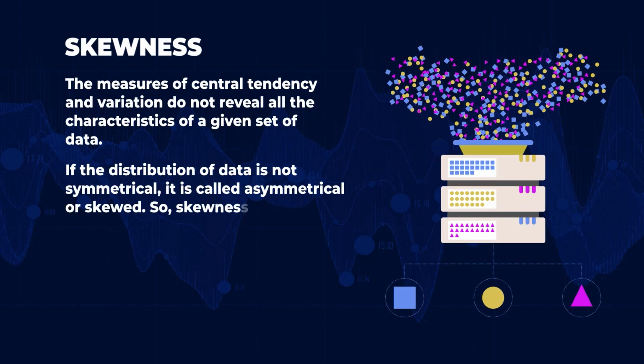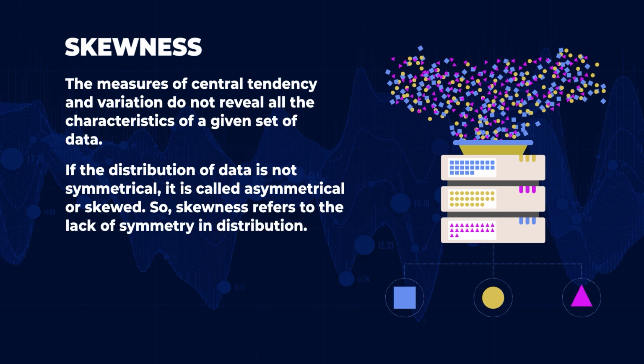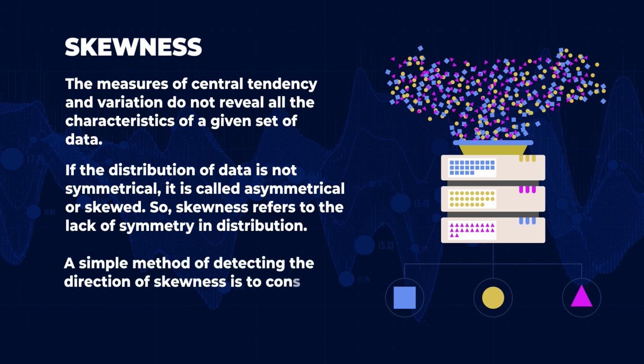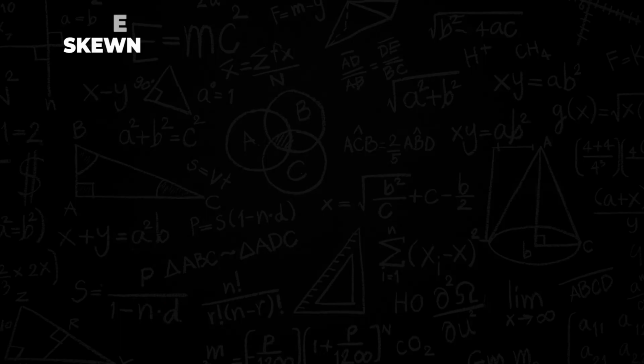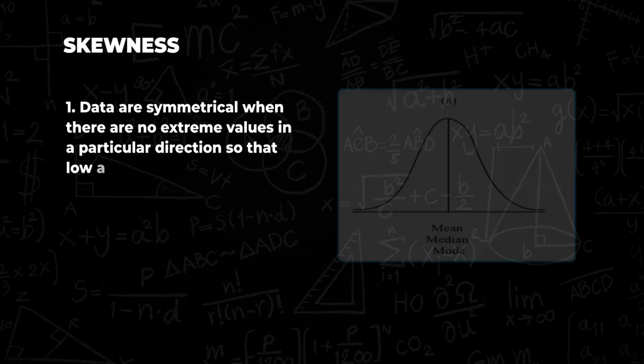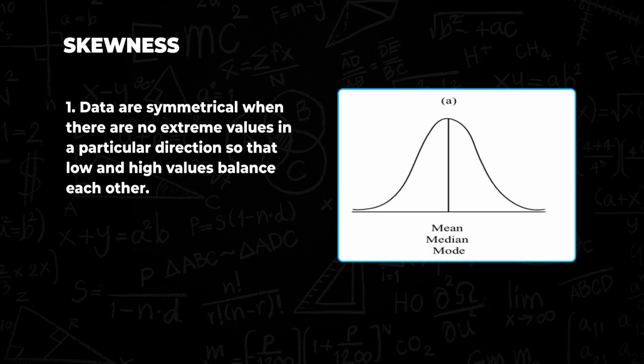If the distribution of data is not symmetrical, it is called asymmetrical or skewed. So skewness refers to the lack of symmetry in distribution. A simple method of detecting the direction of skewness is to consider the tails of the distribution, as given in figure 1. First, data are symmetrical when there are no extreme values in a particular direction, so that low and high values balance each other. In this case, mean is equal to median is equal to mode.